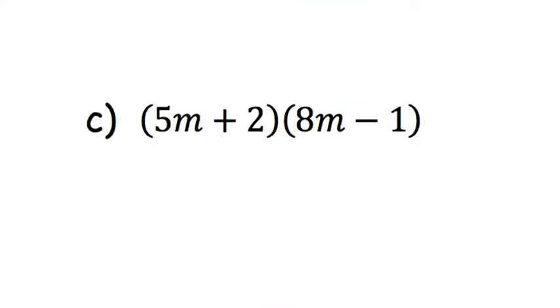All right, let's do C together. 5m times 8m. Remember, we're going to multiply the numbers. 5 times 8 is 40. M times m, add the powers. 1 plus 1 is 2.